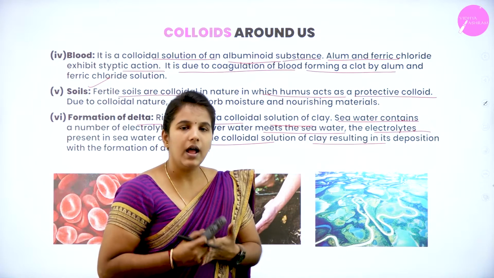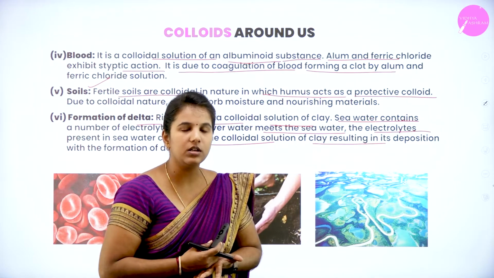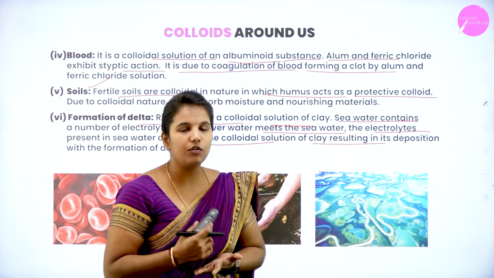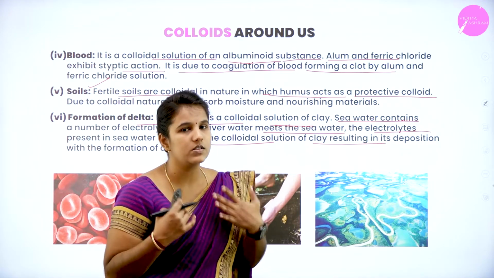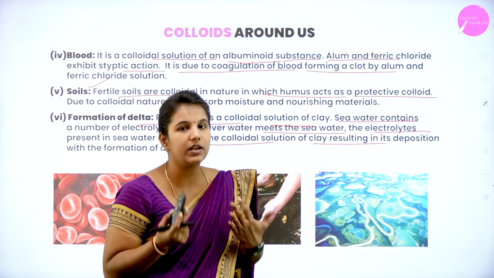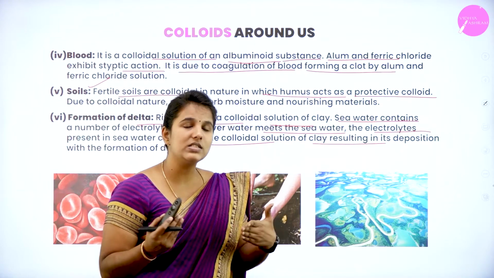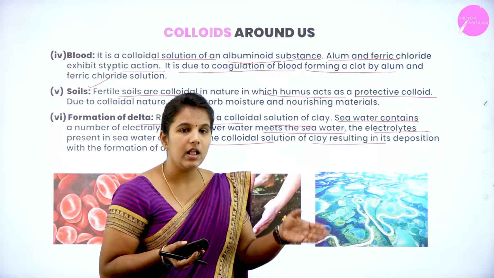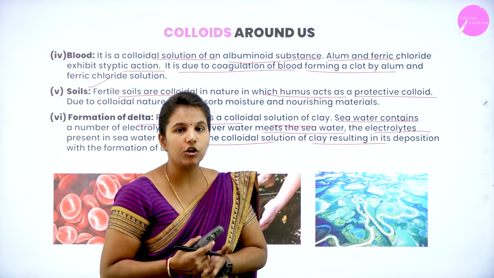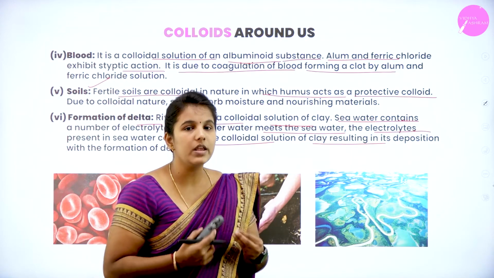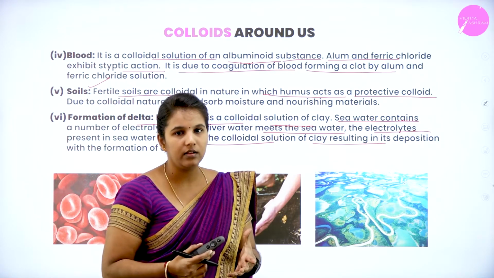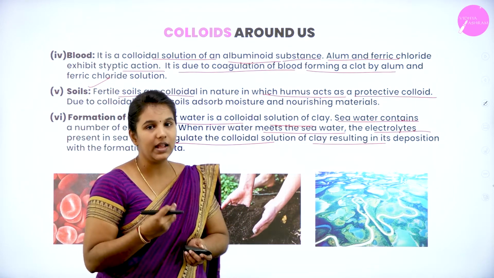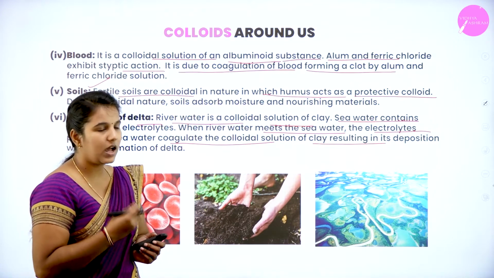So what does it mean? Again, this is an example of a colloidal solution. We all know that river water consists of clay and sand, and sea water consists of innumerable salts, especially very rich in electrolytes. When the river water and the sea water mix with each other, we already know that sea water consists of electrolytes. It will coagulate the river water, thereby forming the deposition of delta. So this is another example of colloids formed in our daily life. Hope you all understood the colloids around us.